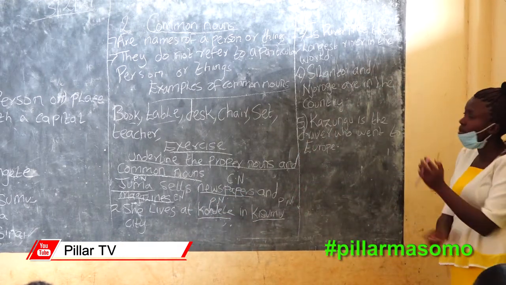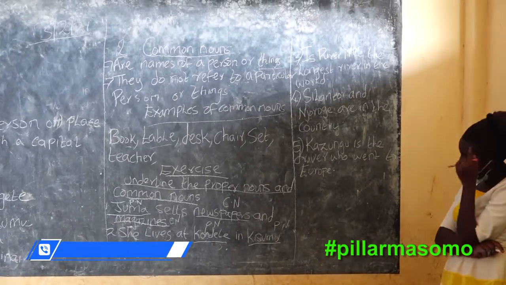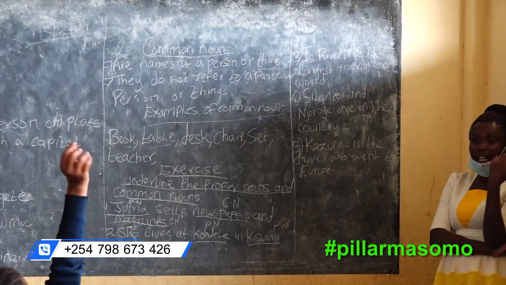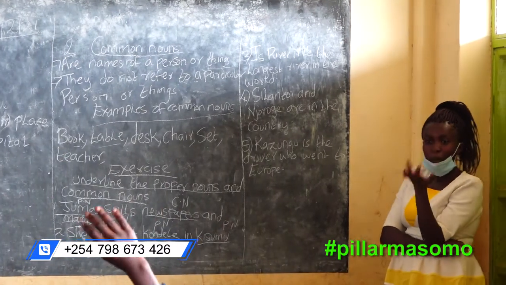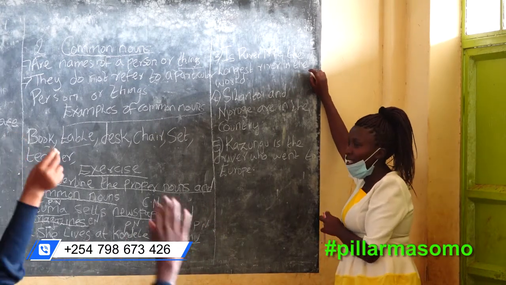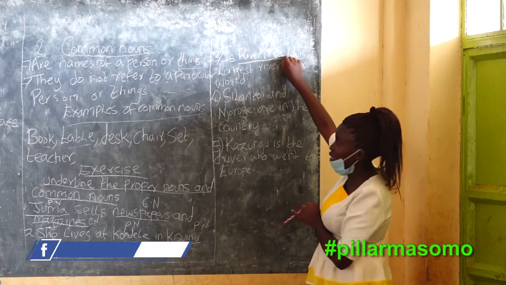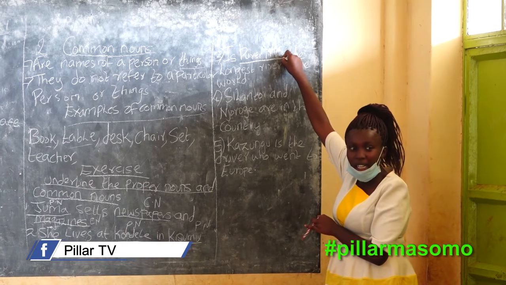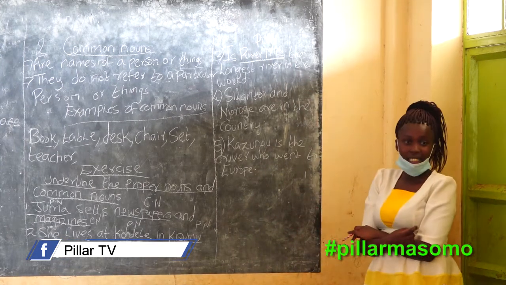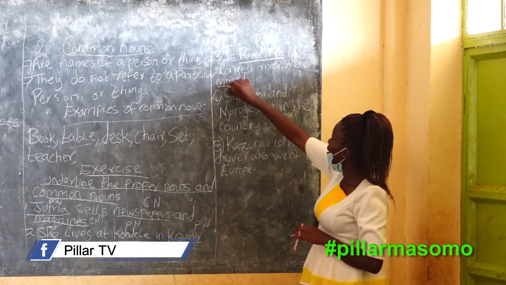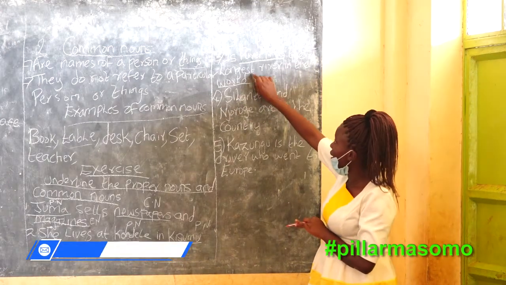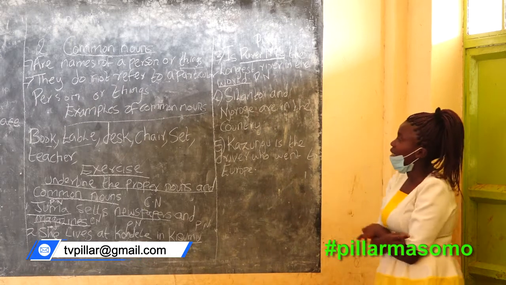The next question. Is River Nile the longest river in the world? So in that question, do we have common nouns or proper nouns? Which are the proper nouns? River Nile. River Nile, because it's a name of a proper noun. Do we have another? World. World is a place. And places are proper nouns. Next question.